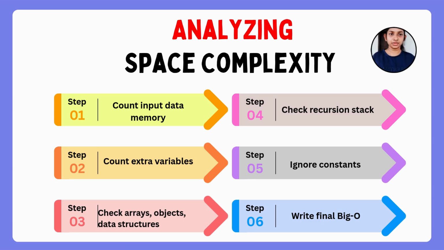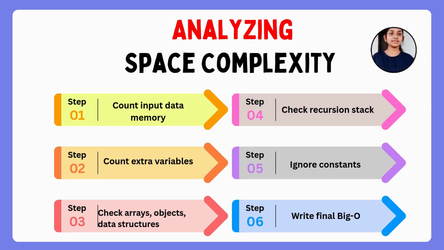First step is check input storage. First check how much memory is needed to store the input. If the input size is n, input space is usually O(n). Second step is look at extra variables. Extra variables used in the program. Simple variables like int, sum, count, those take constant space O(1).